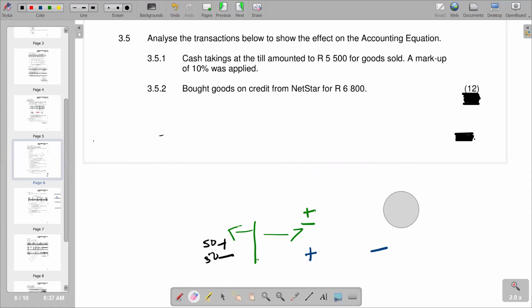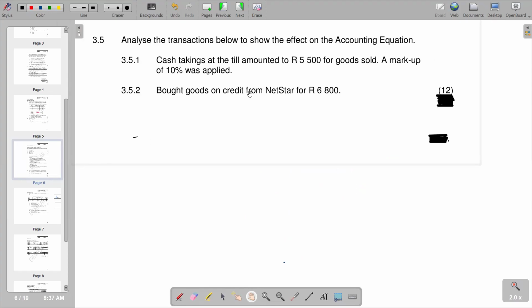Going to our question now, we are saying analyze the transaction below to show the effect on the accounting equation. The first part reads 3.5.1: cash takings at the till amounted to 5,500 rands for goods sold. A markup of 10% was applied. So what does it mean? It means we are going to have two double entries. The first double entry is going to involve the cash takings at the till, which is 5,500 for goods sold.